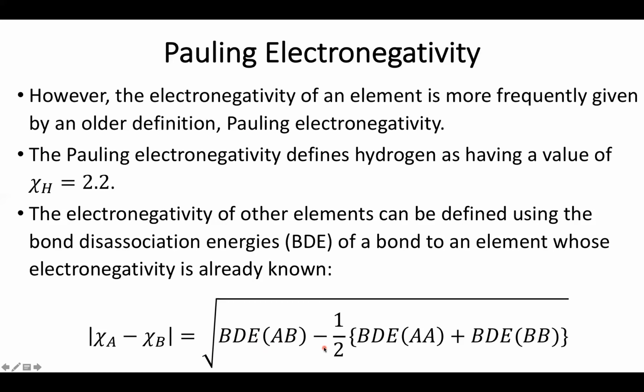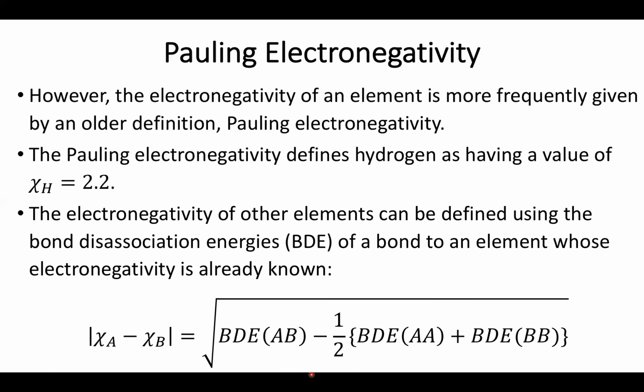I'm going to subtract out the average of the energy it takes to break each of the individual bonds. So how much energy does it take to break a hydrogen-hydrogen bond? How much energy does it take to break a chlorine-chlorine bond? Take the average of these two, and then the difference. So again, the idea, if the bond of the mixed species has the same energy as the average of the bonds of the two individual species, then it means that the electronegativities are very similar. They behave like each other.